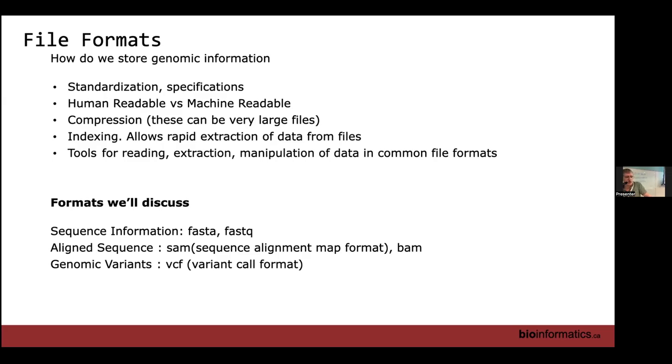In addition, a lot of the file formats will also be indexed. Basically, we take the information in the file and create an index so we can have software that can find the information that we want in those files. For instance, if we're interested in a specific genomic location and want to understand what's happening there, by having an index, there's software that can use that information to quickly find it and pull it out for you. And there are a number of different tools, which I'm going to go through today, for manipulating and working with these files.